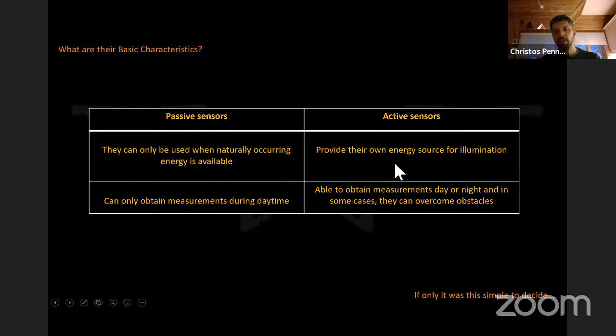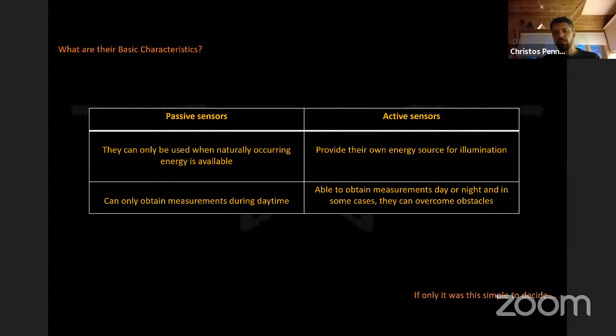While with the active sensors, there's a different story. They provide their own energy source for illumination, as we explained before. And for that, we are able to obtain measurements day or night. And in some cases, they can even overcome obstacles. So the emitted energy can sometimes overcome some obstacles, and then we can record the backscattered emission.